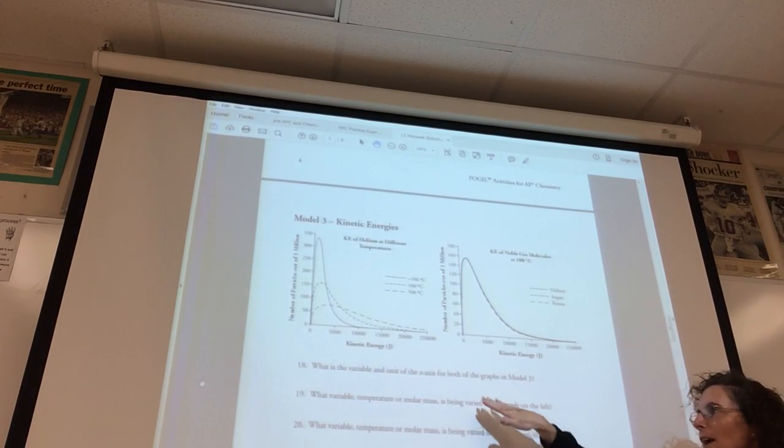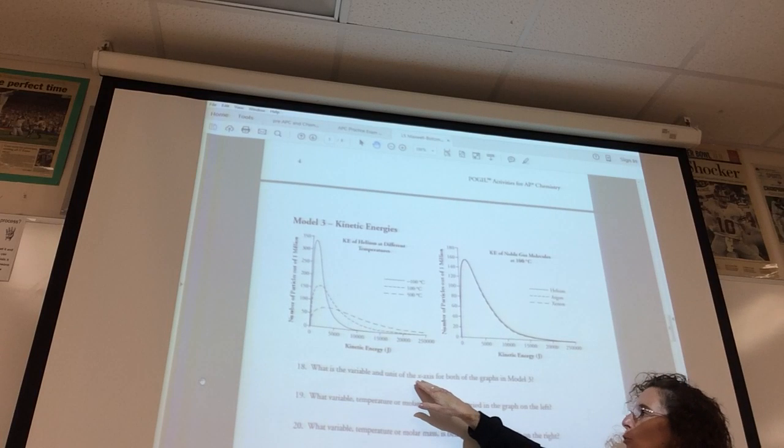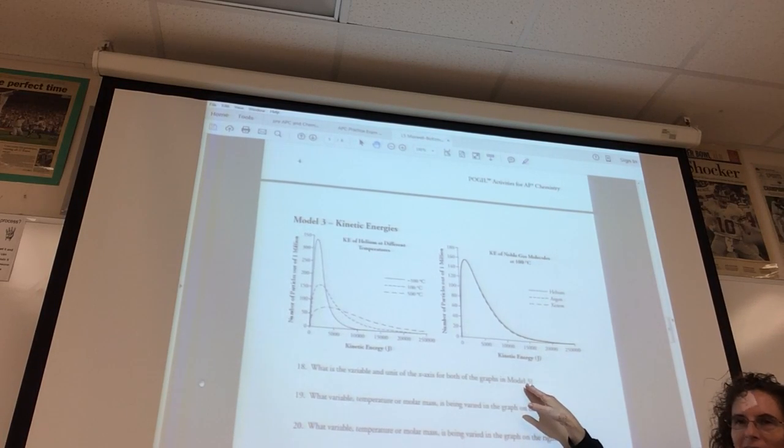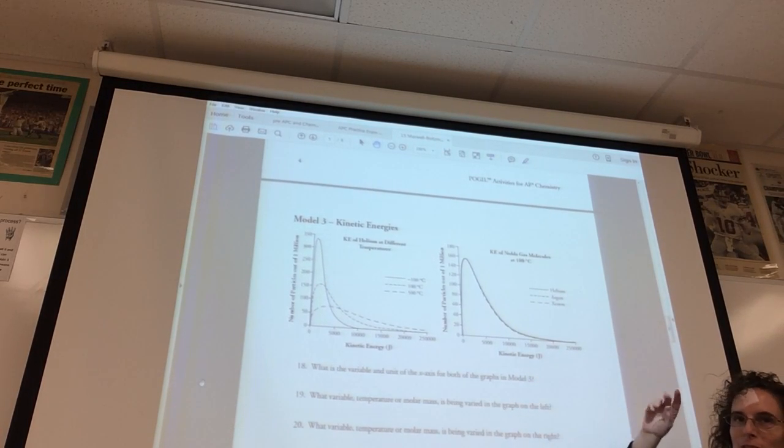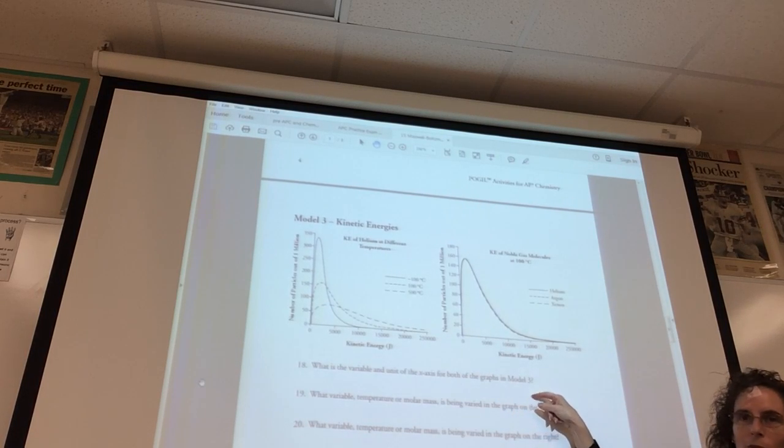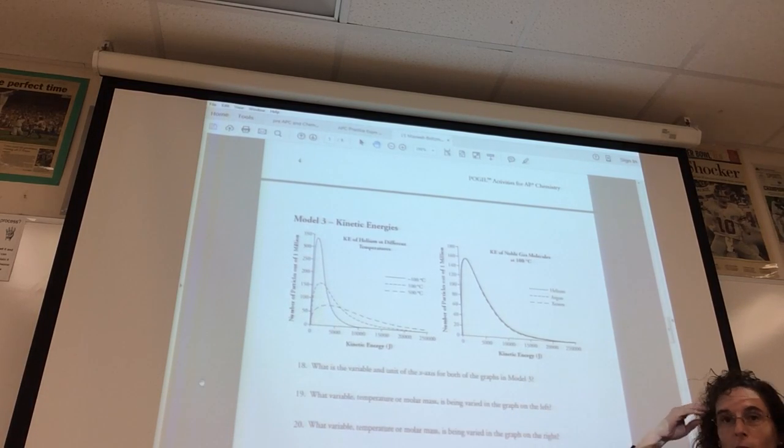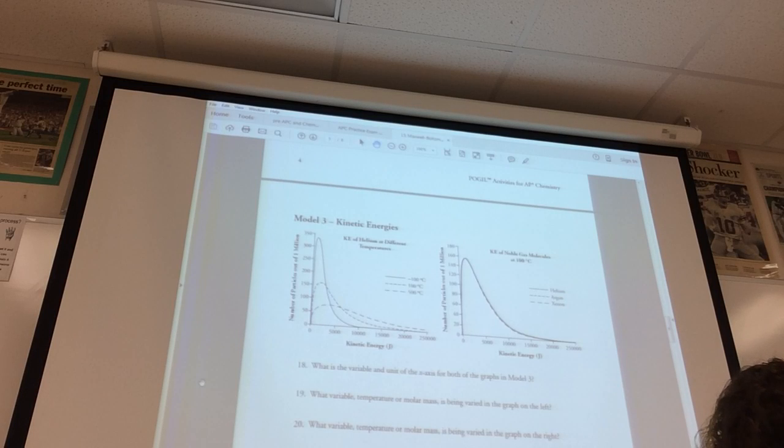And again, when you work through this slowly, right away they're going to signal you to the x-axis. They want you to focus in on what the x-axis is.